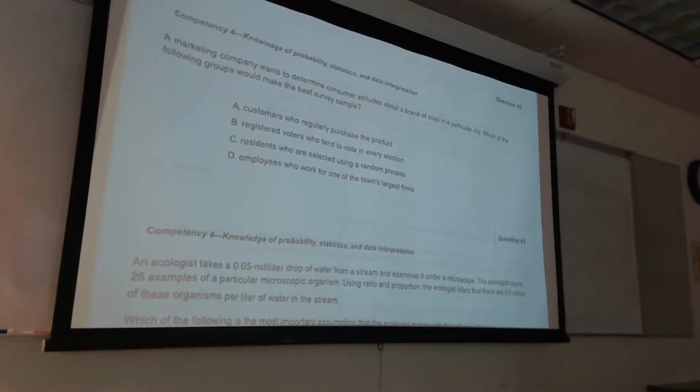42. A marketing company wants to determine consumer attitudes about a brand of soap in a particular city. Which of the following groups would make the best survey sample? So in order for a survey to be a good survey, what do we need to know? It should probably get plenty of people. Your questions should be relevant and unbiased.